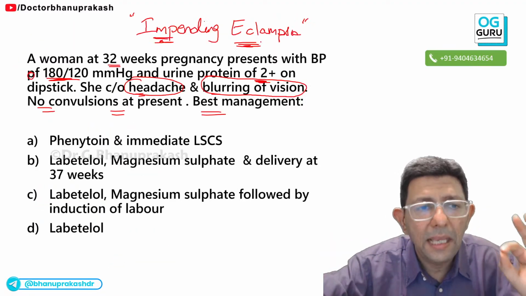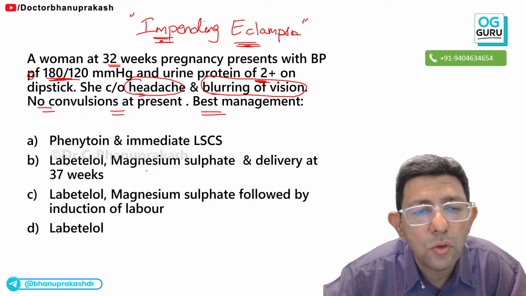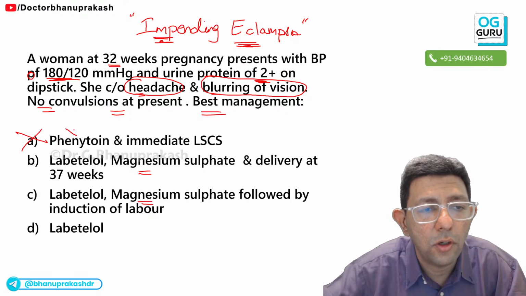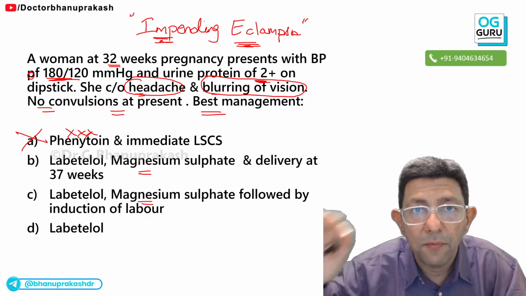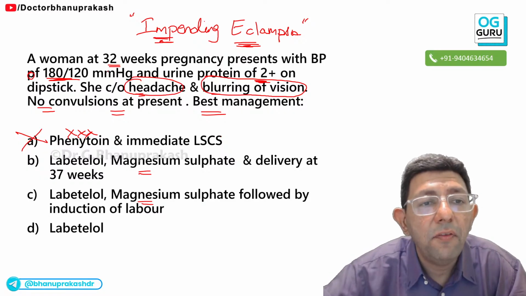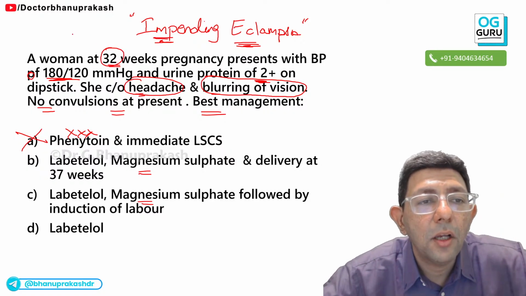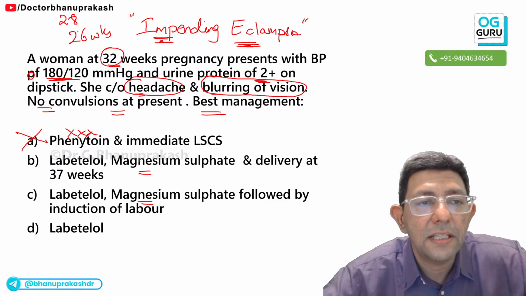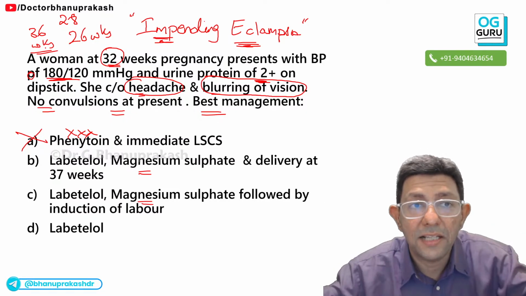Then why is everybody saying option B, C, D? How many want to give magnesium sulfate? We don't use phenytoin. Phenytoin is not used in pregnancy. Now why magnesium sulfate? Please understand this. If instead of 32 weeks I make the question 26 weeks, or 28 weeks, or 36 weeks, will the answer change? Like the previous MCQ I showed you, where if the weeks changed, the answer changed.